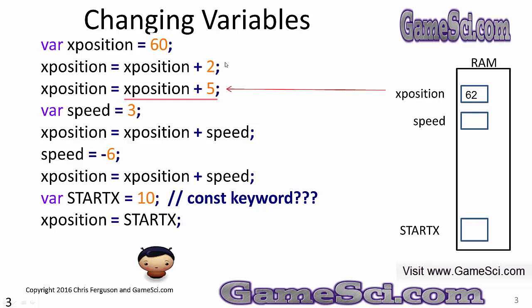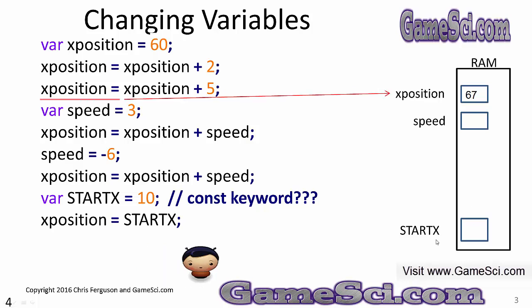So let's change it again. Let's pull the value out of x_position, 62, add 5 to it to get to 67. After we calculate the 67, what are we going to do? Also watch the character. We're going to assign that 67 to the x_position variable. And when the x_position variable changes to 67, I don't know if you noticed it, but this character moved over 5 spaces or 5 pixels. And that's how a character moves.